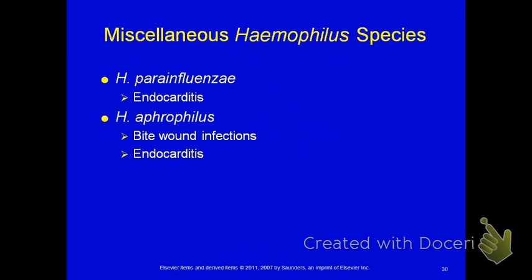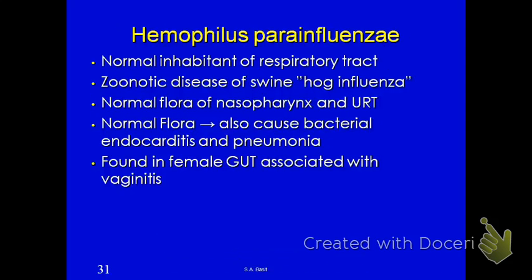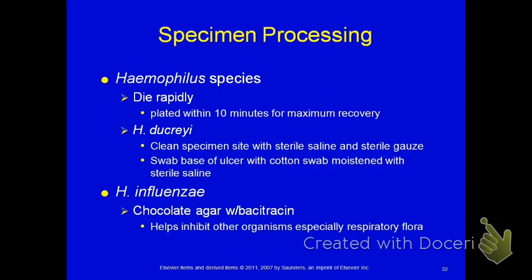Other species include the parainfluenzae, which could cause endocarditis, and Hemophilus aphrophilus, which could cause bite wound infection and endocarditis. Okay, so noteworthy to mention that Hemophilus parainfluenzae could cause the so-called hog influenza. Though it's a normal microbiota, it could still cause endocarditis, found in the female genitourinary tract, and could be associated with vaginitis.